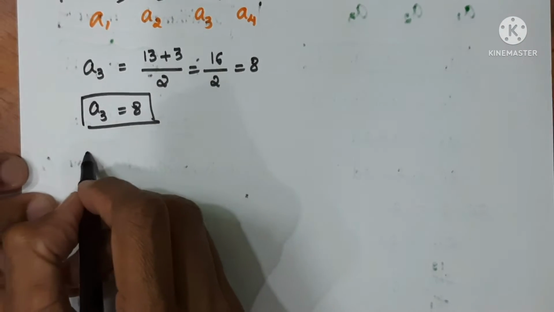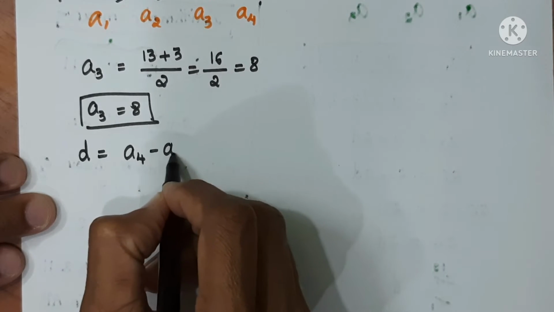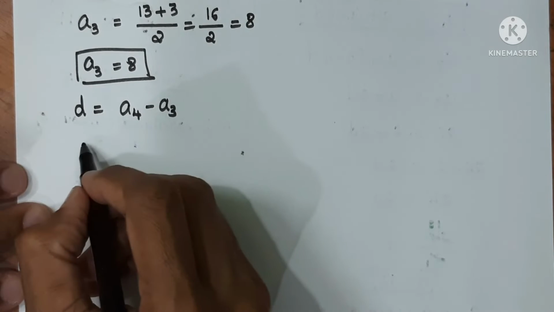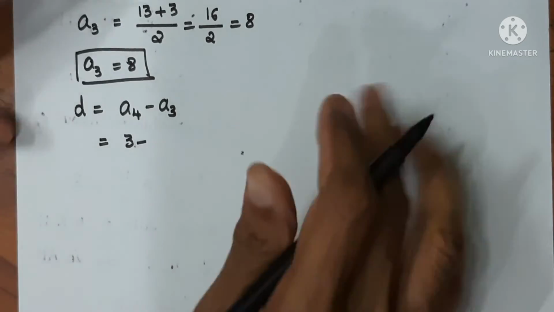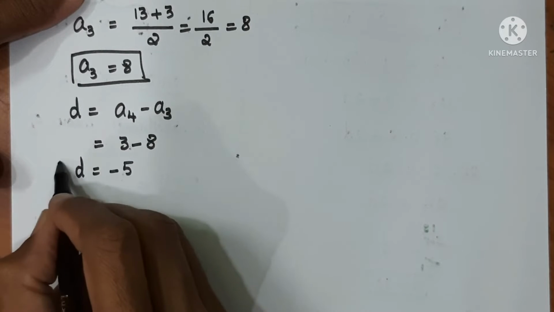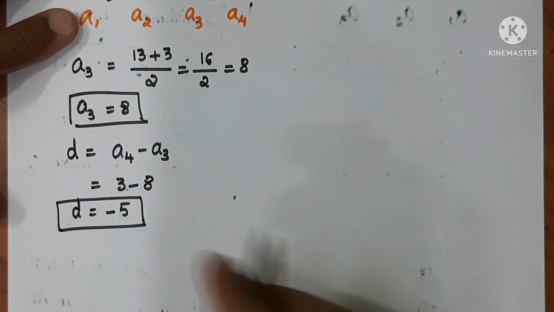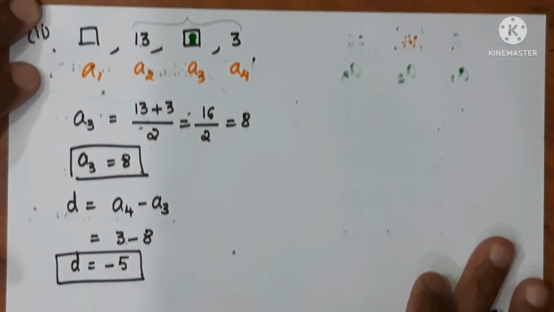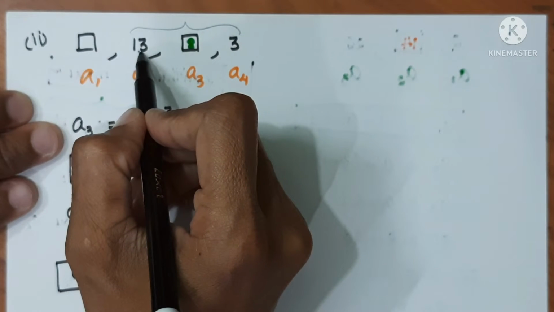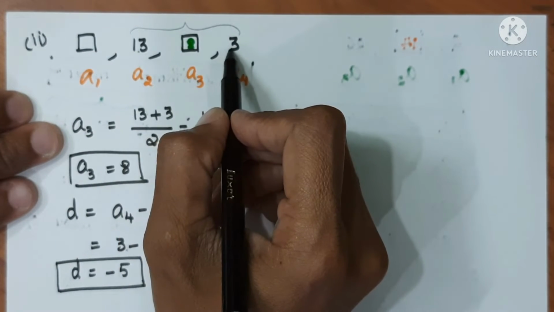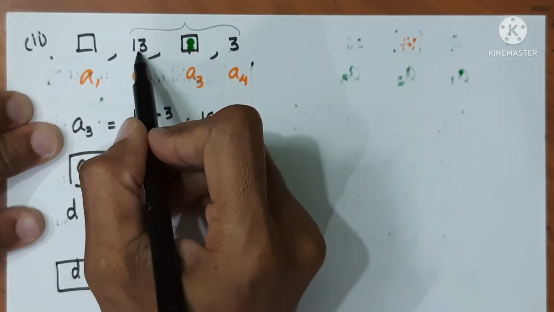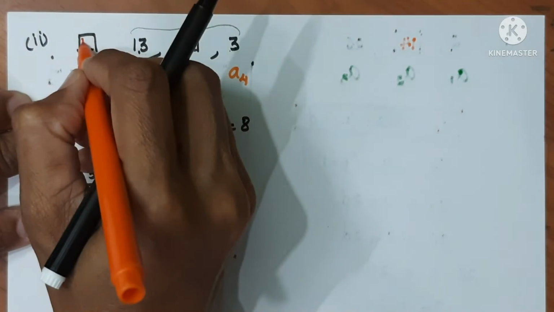You can find the common difference D equal to A4 minus A3, or else you can find it as A3 minus A2. Here I am using A4 minus A3. So the fourth term is 3 minus the third term 8. After subtracting, we get the value of D as minus 5. Since the common difference is negative, the terms will go on decreasing. Here you can clearly see that after 13 we are getting 8, and 8 minus 5 is 3. If you move in the opposite direction, you can find 3, 8, 13, and after 13 we get 18. So the answer for the first box will be 18.